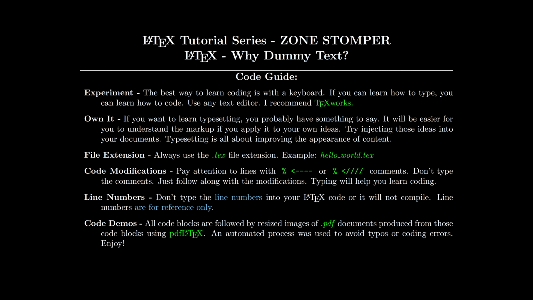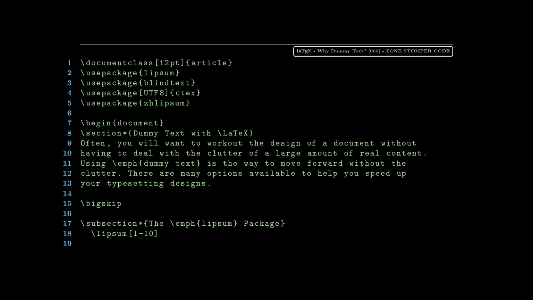Line numbers: to the left of the code blocks, you're going to see blue line numbers, and those are for reference only. Do not type those in, otherwise your code is not going to compile. The code demos: after each code block you'll see a PDF that was actually produced from that code block, so you shouldn't have any typos or coding errors in the video, because the code you see displayed is the code that actually produced the PDFs.